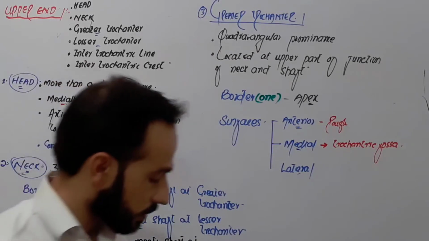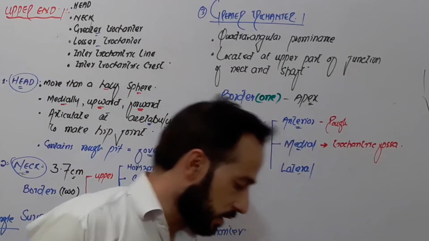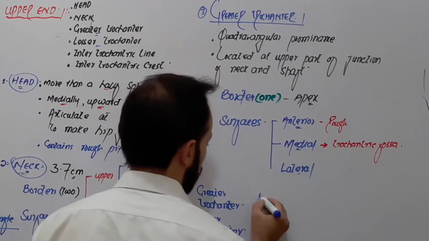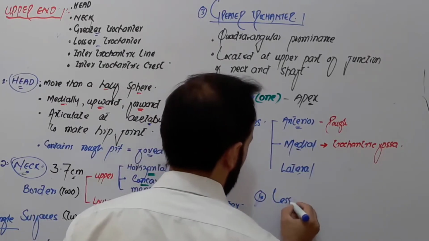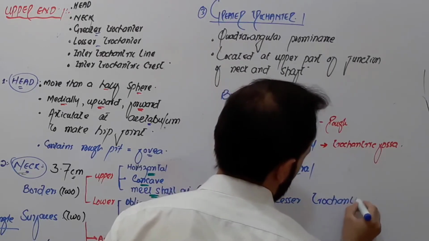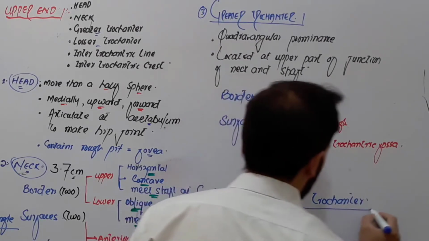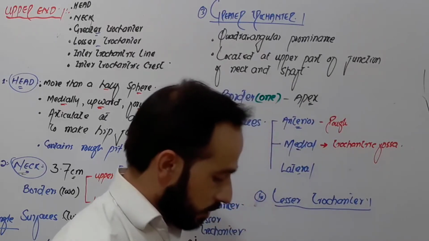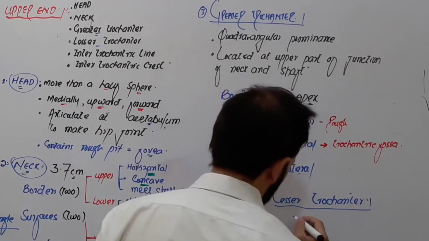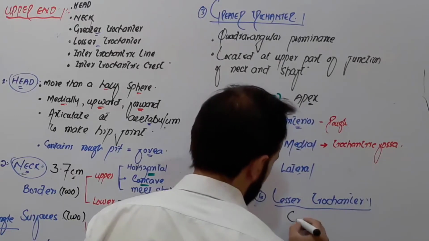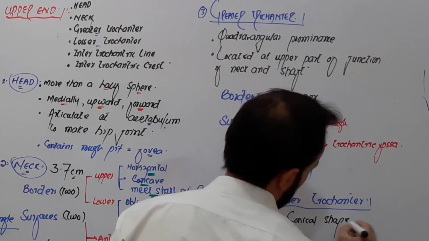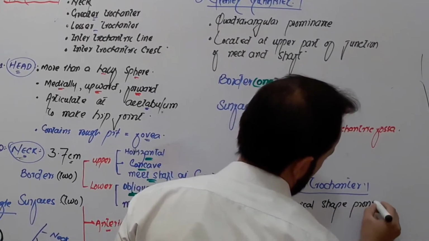Now we move towards the lesser trochanter, and let's talk about the lesser trochanter also. The fourth one, lesser trochanter. Okay, actually the lesser trochanter, we say that it is a conical shape eminence or prominence, right? Conical shape prominence.